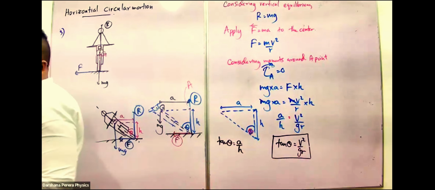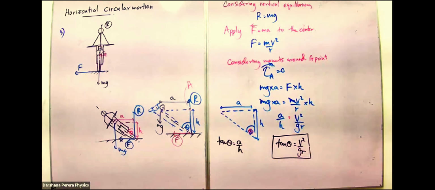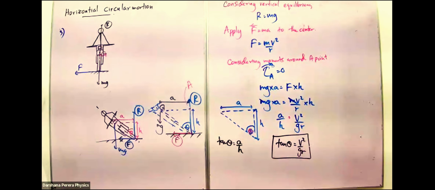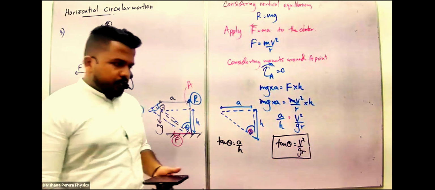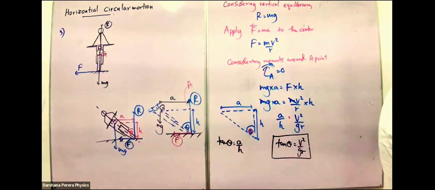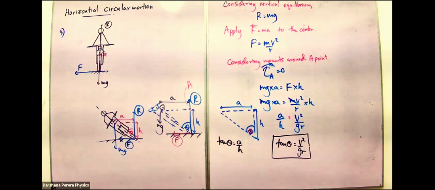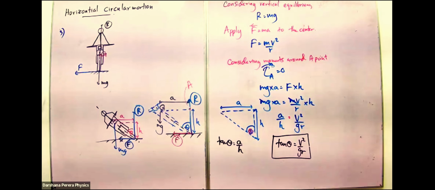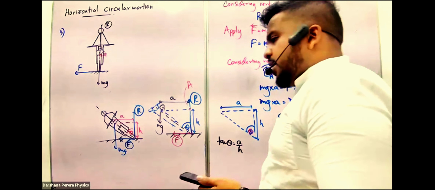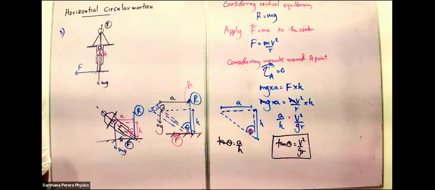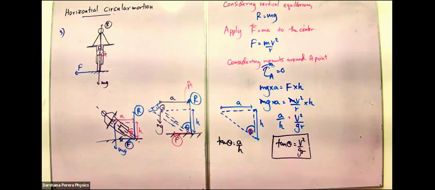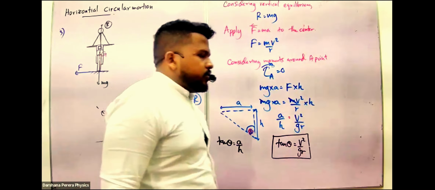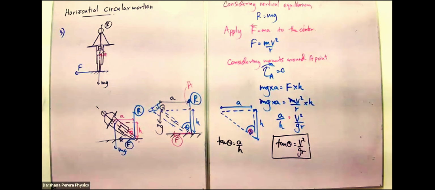When v increases, theta also increases. When the radius of the bend decreases, theta increases.